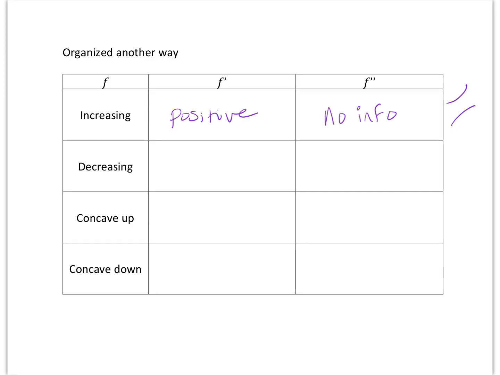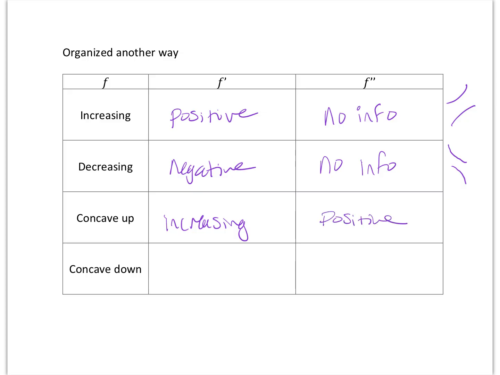Now if f is decreasing, that means f prime is negative and tells us nothing about f double prime, right? Because a function that's decreasing could be decreasing concave up. It could also be decreasing concave down. Now if we know f is concave up, that tells me that f prime is increasing and that f double prime is positive. And if f is concave down, f prime is decreasing and f double prime is negative.